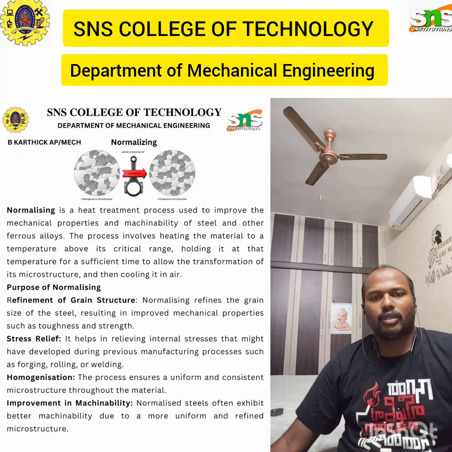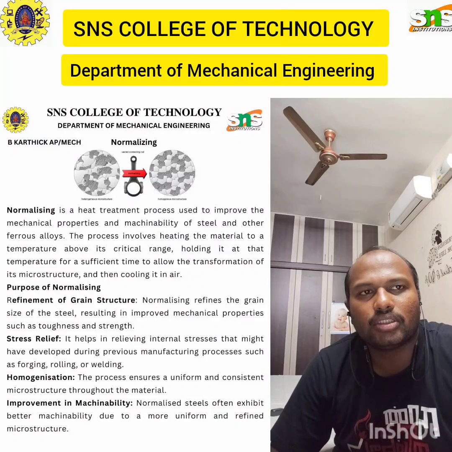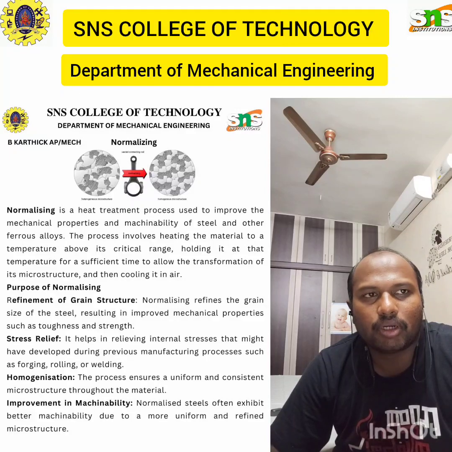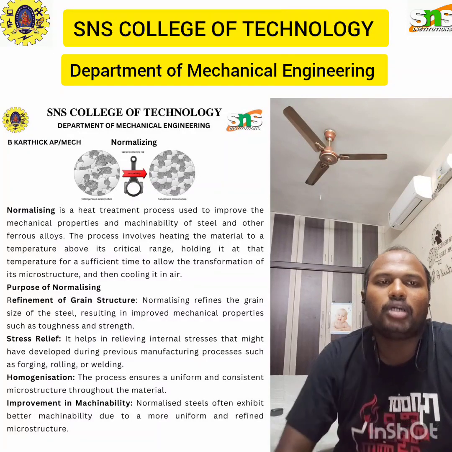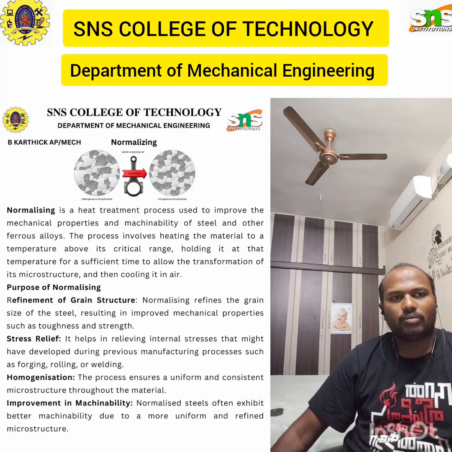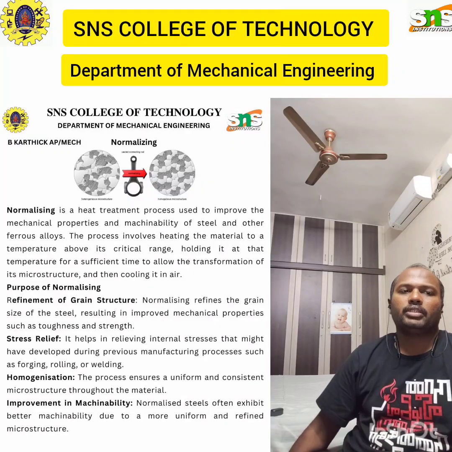uniformity of the welding. In microstructure changes during normalizing, the steel transforms from its existing microstructure, which could be pearlite or ferrite or bainite or martensite, depending on the previous state, to austenite when heated to the critical temperature. Upon cooling, this austenite transforms into a more refined mixture of ferrite and pearlite, which enhances the overall property of the material.